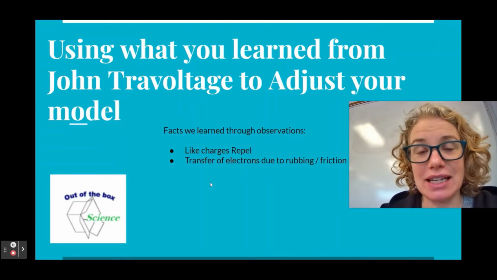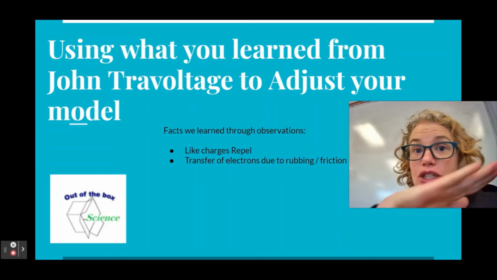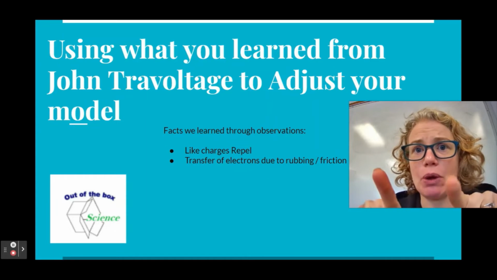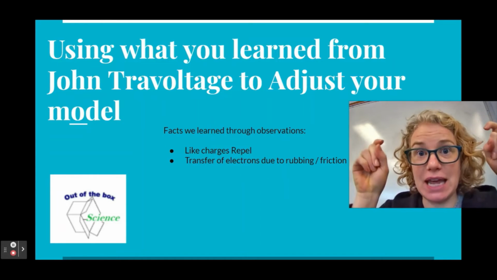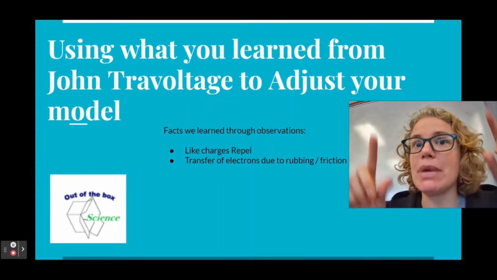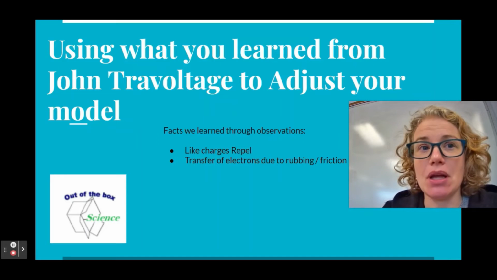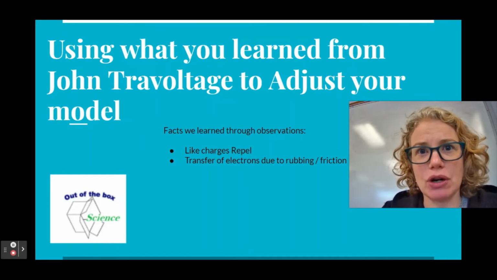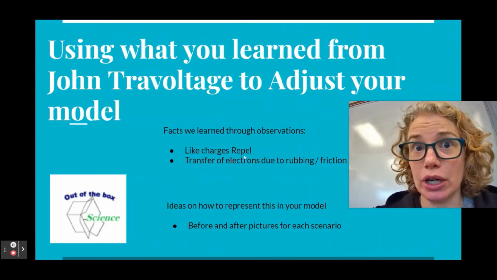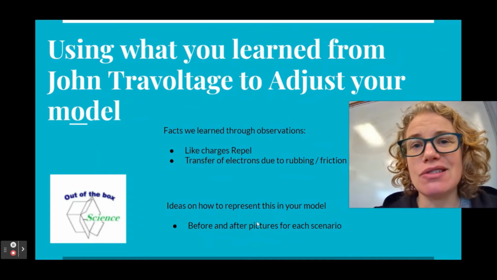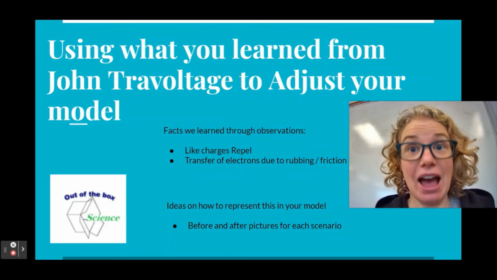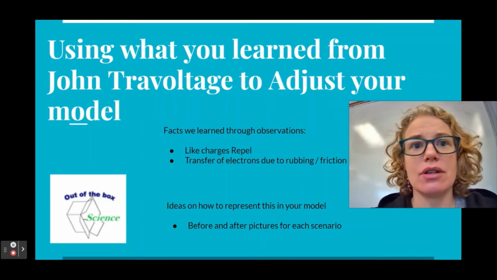We also saw that he gained extra electrons as a result of rubbing his foot on the carpet. So that must mean that when we pulled the tape off the table, that's kind of like rubbing. It's friction, right? There's a rubbing of the tape against the table. And so that's probably where the extra electrons came from. To illustrate this well, we need to show before and after pictures. So what did the tape look like before as far as charges? What did the tape look like after as far as the charges?